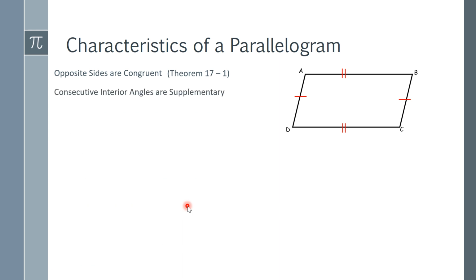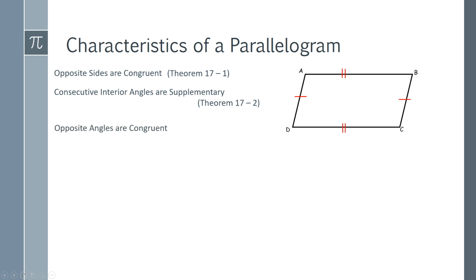Consecutive interior angles are supplementary. So now consecutive interior angles, so like A and B would be consecutive interior angles, or consecutive angles. So they are supplementary to each other. And so A and B would also be consecutive interior angles. Because remember, these are parallel to each other, so there are some characteristics of parallel lines that also apply to the parallelogram. And that is theorem 17-2. You look in the lesson content.